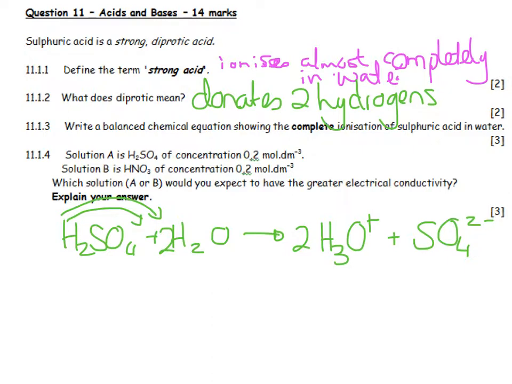We've got solution A is a certain concentration of sulfuric acid, and the other one is a certain concentration of nitric acid. Which one would have the greater electrical conductivity? It would be the sulfuric acid, because it has got double. You need to say that they're both strong acids, but sulfuric acid has got double the H3O plus ions because it is diprotic in solution. So therefore it is a better conductor.